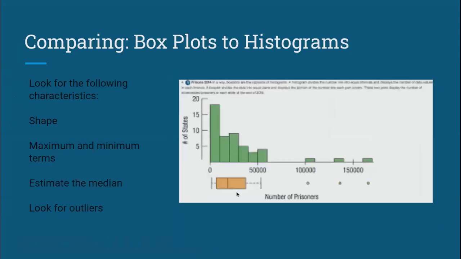Same thing here. The minimum is 0. For the maximum, they're going up by 10,000. So 10,000, 20,000, 30,000, 40,000, 50,000, 60,000. Again, you see here are the outliers.